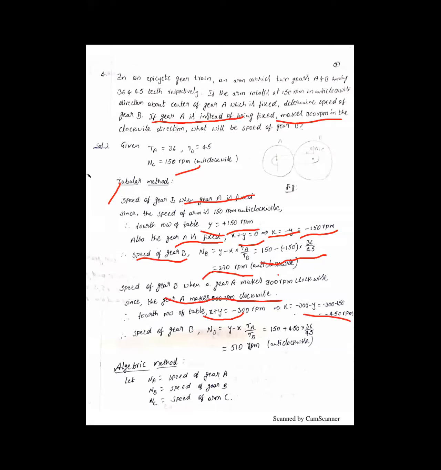Those values again substituting in our speed of gear B: y minus x into TA by TB. That is 150 plus, minus of minus 450, into 36 by 45. Just make the calculation and get the value. That is 510 RPM.